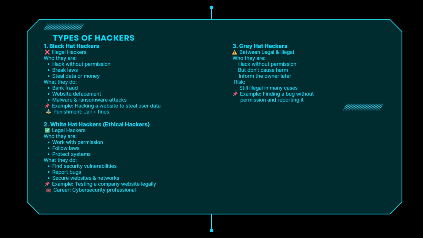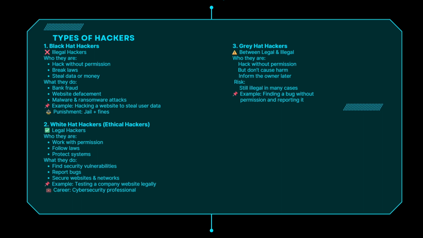Black hat hackers are the illegal hackers who steal data, money, and damage systems without any permission. And also they can break the laws, and they do bank frauds, website defacement, and malware attacks. Mostly in recent times we hear about website hacking. By hacking the website, they steal our personal data and they can misuse it. For those black hat hackers, the government has announced punishments based upon what they have done.